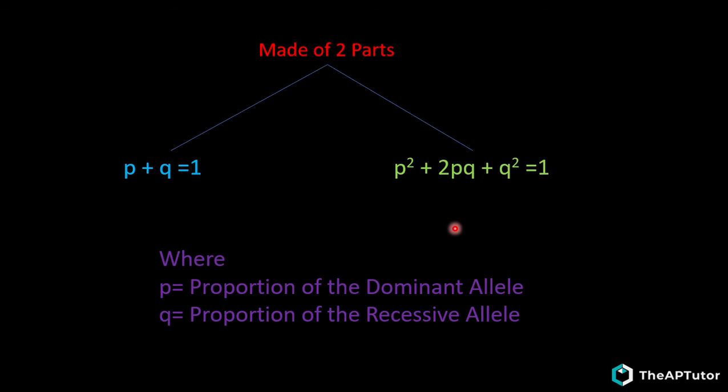Okay, so the Hardy-Weinberg equilibrium is actually made of two parts. The first part is p + q = 1, and then the second part is p² + 2pq + q² = 1. In these cases, p is the proportion of the dominant allele in the population, and q is the proportion of the recessive allele in the population. So if there's two alleles, this one makes sense, because if there's, for example, 75% dominant allele in the population and 25% recessive allele, then 0.75 plus 0.25 will always equal 1.